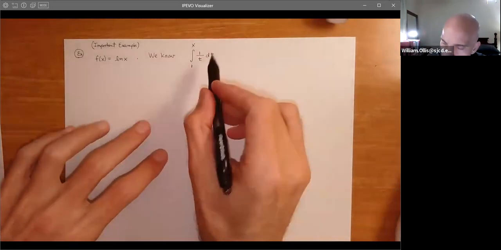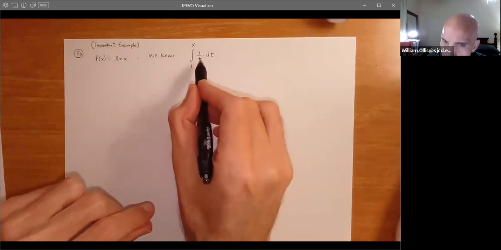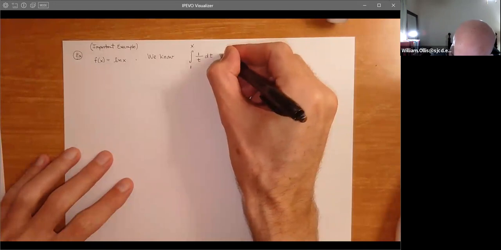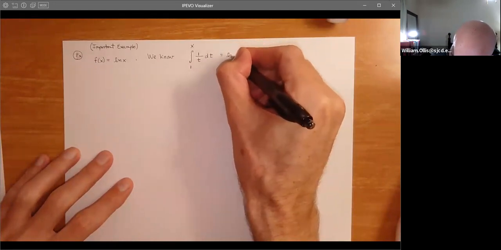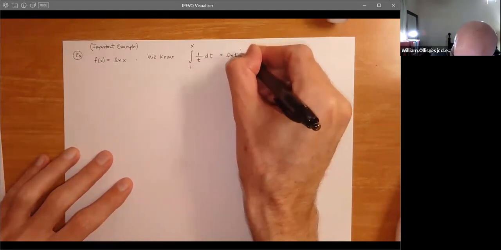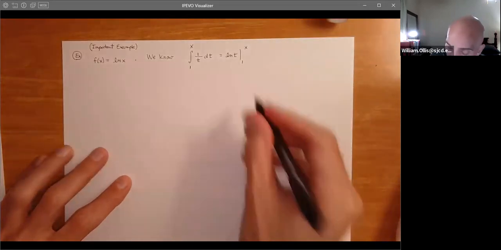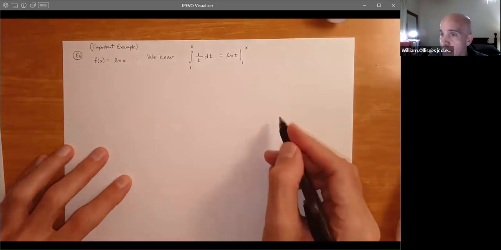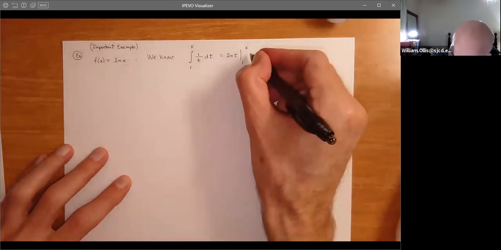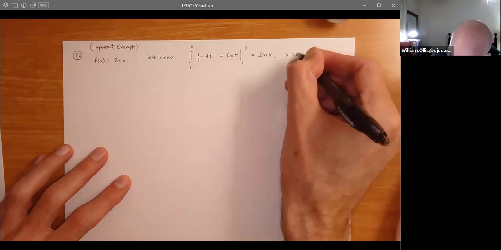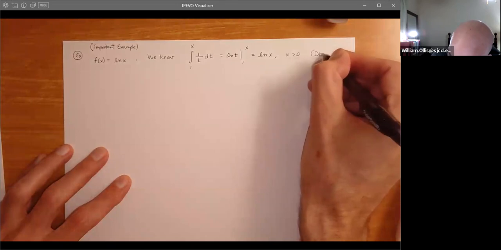Okay, so when you took Calculus 1, you remember seeing this. Now, if we just wrote it out, this is the natural log of t evaluated from 1 to x, even though we don't need to do this. And of course, this will just be log of x minus log of 1, which is log of x. So we kind of beat it to death when x is what? Positive. That's just basically the definition.